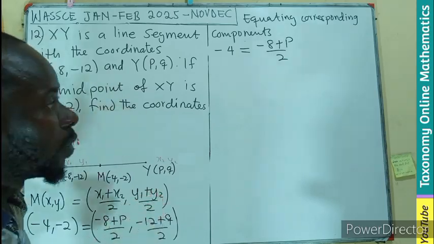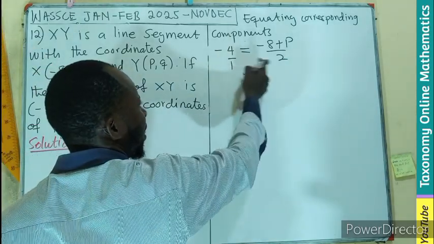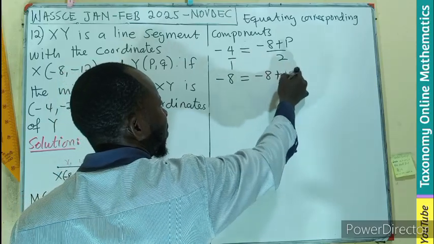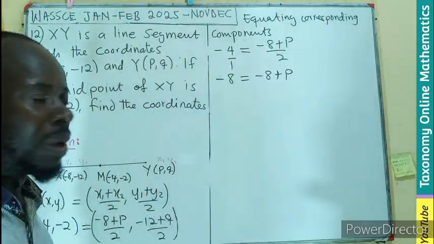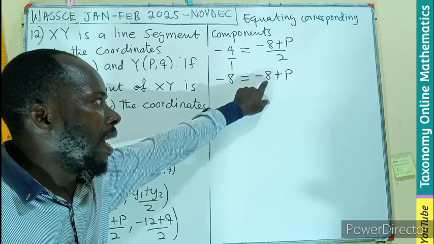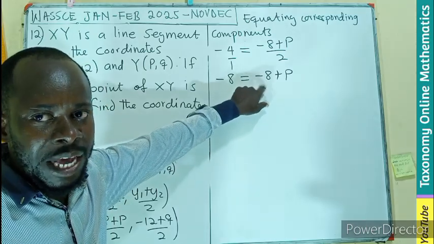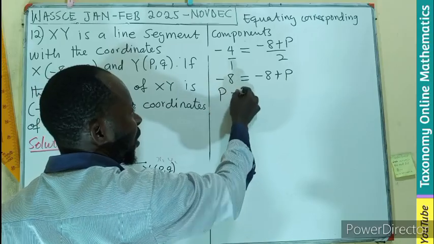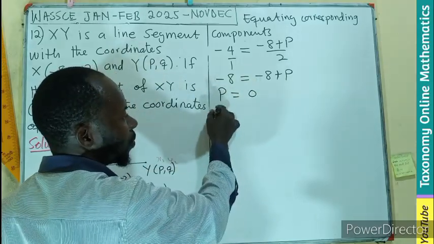This is an equation with fractions, so we cross multiply. Then that means -8 equals -8 plus P. We need to subtract this -8, so we are going to add 8 to both sides. If you add 8 here, you get 0. That means P equals what? 0.